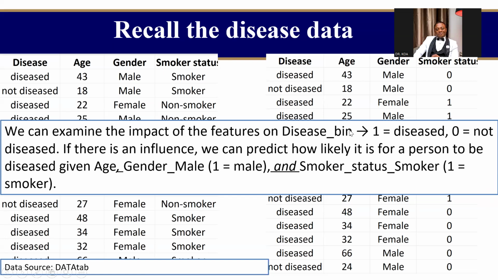The dependent or the target variable, I have called it disease underscore bin, where bin represents binary. It is equal to 1 if a patient is diseased or 0 if the patient is not diseased. We are looking at the influential factors or the features. When you're looking at influences, then you're looking at causality. When you're looking at features or predictors, then you're looking at prediction. How likely it is for a person to be diseased given the age, the gender, and the smoker status.